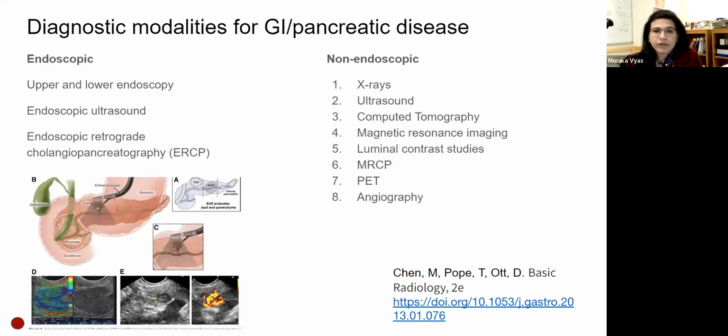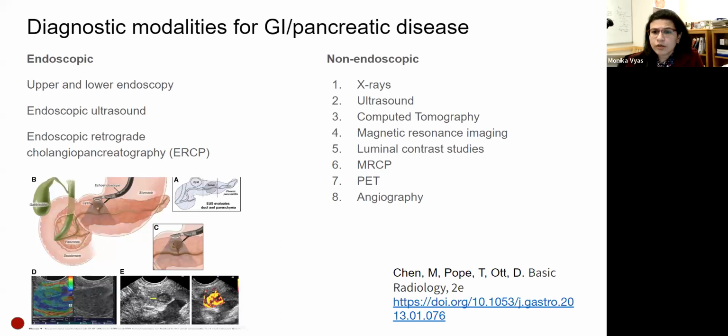Various diagnostic modalities are used in diagnosis of GI and pancreatic diseases, the most common being upper and lower endoscopy, and biopsies procured from these endoscopic procedures form a big chunk of our practice. Advances in these endoscopic techniques have allowed gastroenterologists to use ultrasounds with endoscopes and also perform cholangiopancreatography, also called ERCP, for diagnosis of biliary diseases.